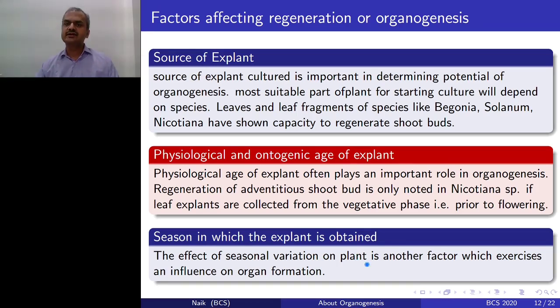But as I told you, season influences surface sterilization, that is a different story, and season also influences morphogenetic potential, that is a different factor. So some seasons favor morphogenetic potential, whereas some seasons favor the surface sterilization probability, the probability of not having contamination.